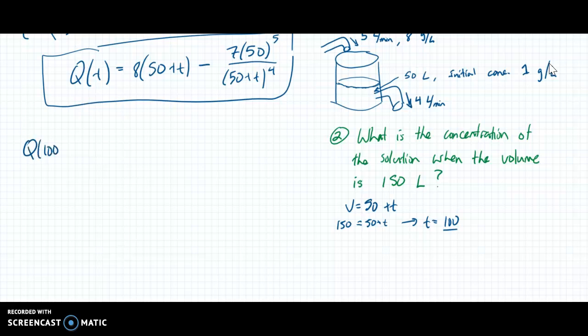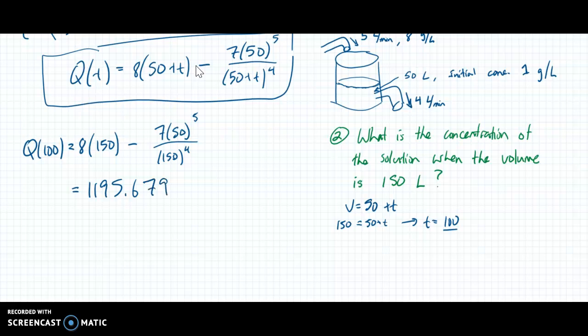So Q of 100 is equal to 8 times, here I'm going to get 50 plus 100, so that's 150, minus 7 times 50 to the 5th, all over 150 to the 4th. You should plug that into a calculator. That's the way you're going to get that. If you plug that into a calculator, you get 1,195.679.